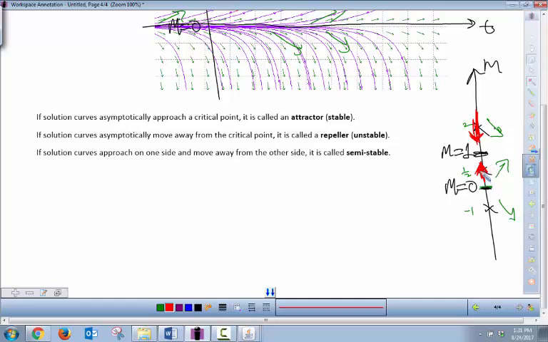And at 0, above it, I'm increasing. Below it, I'm decreasing. So I must be pulling away from that. It's a repeller. That must be an unstable point. Yeah? So it's similar to the basics of the stable equilibrium. Yeah, it's essentially the same thing.